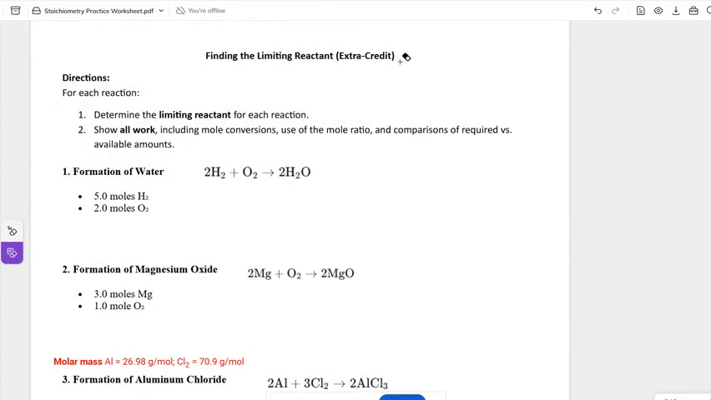So anyways, here's some more extra credit for those of you that have the gram to gram stoichiometry down pat. If you want some more extra credit, here's your opportunity. Finding the limiting reactant. And I'm going to have a little worksheet that shows you how to do it and explains what it is. It's basically which reactant is going to run out. Because, is there exactly the right amount of both? Usually there's not. Usually one is in excess and the other one is going to run out.